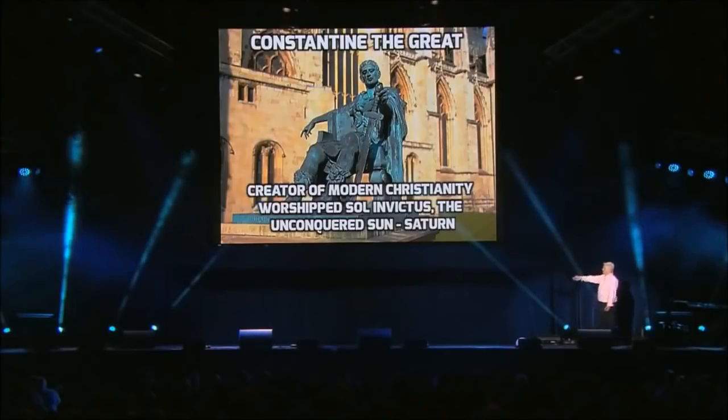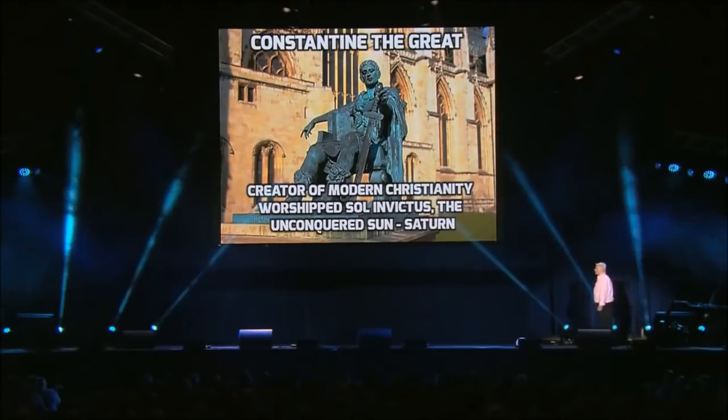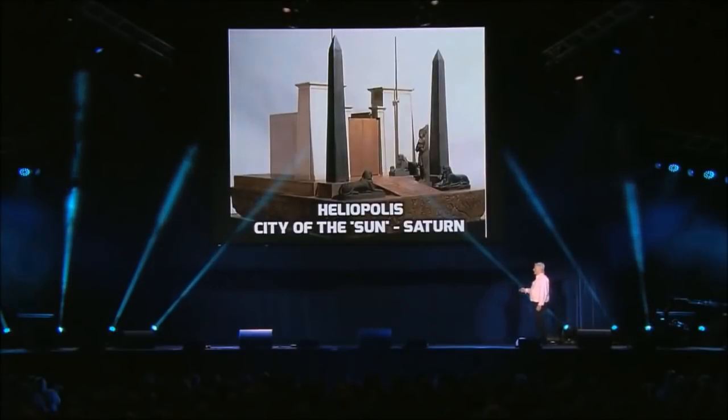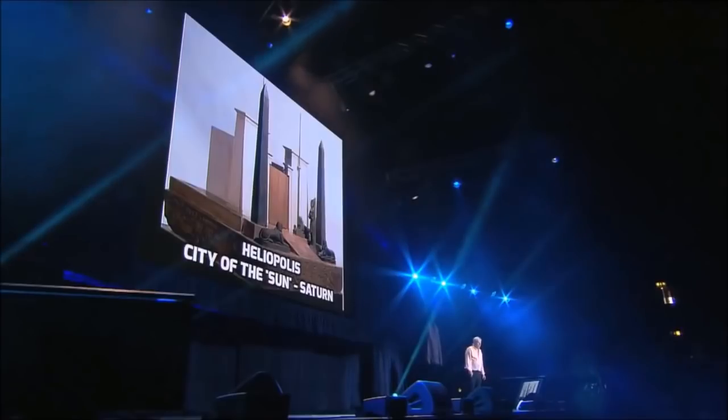The creator of modern Christianity worshipped Sol Invictus, the unconquered sun. Sol, it turns out, was another name that was used for Saturn and not the sun we think we see today. So when you start to let it filter through, at least most of the ancient sun gods were referring to the Saturn sun, not the sun we see today. That would make Heliopolis, famous city of the sun in ancient Egypt, the city of Saturn, with the obelisks, the pillars outside the temple in Heliopolis.